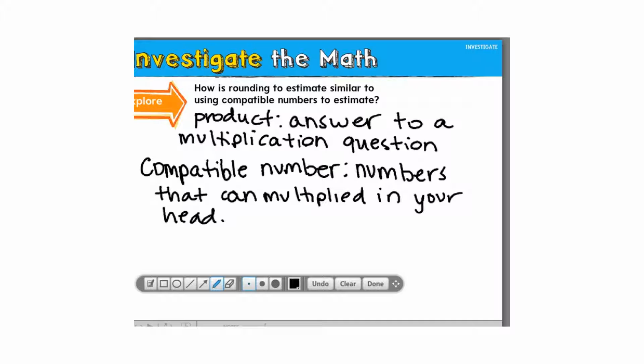If your actual answer is way off from your estimate, then you know maybe you did something wrong in the problem and you should go back and check it. It's a way to double check your work. That's why we learn how to do the estimates first, because as soon as we get started with the multiplication part, you'll be able to use this lesson to help you check your answers.